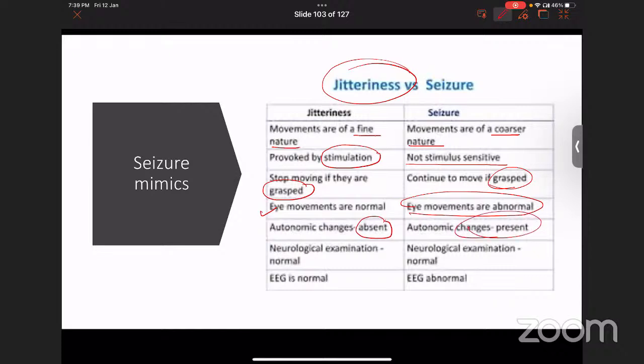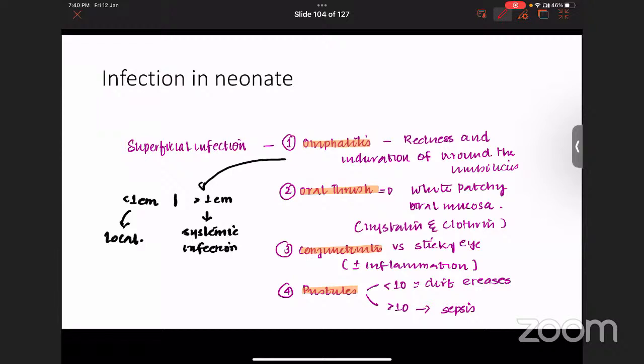In jitteriness, neurological examination is normal and EEG will be normal, whereas in seizure the neurological examination may be abnormal and EEG will be abnormal. So this is the way you have to differentiate. This is the most common question asked in your university exam and in viva in the neonatal station. You are bound to answer this, because it's the most common question asked by every external as well as your internal examiner. Now, infection of the neonate.